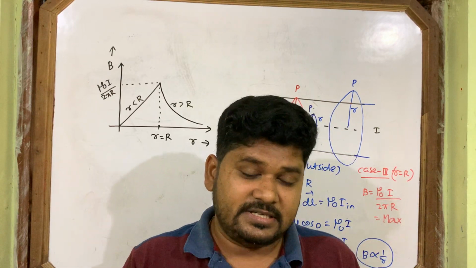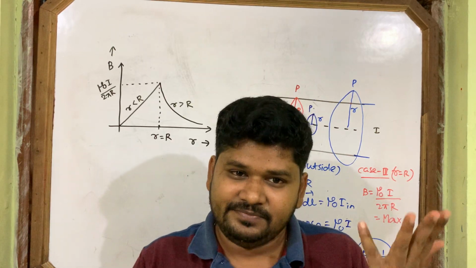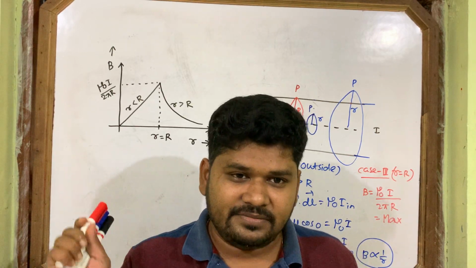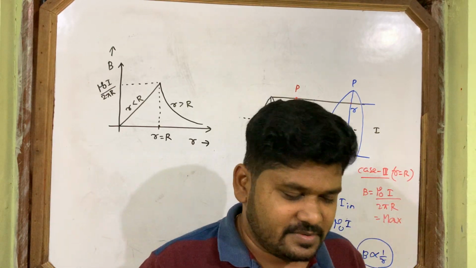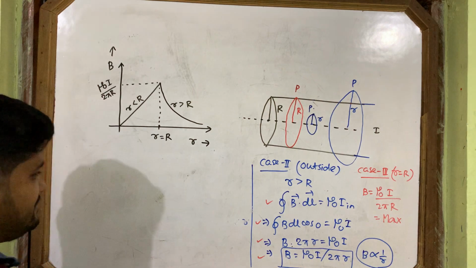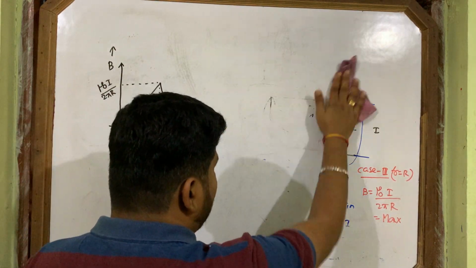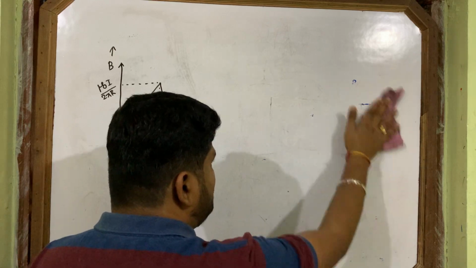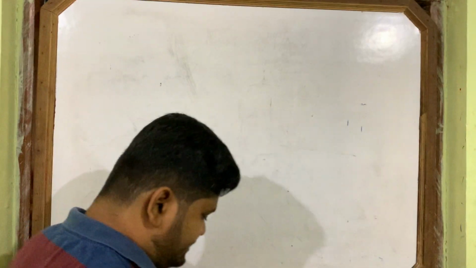How? State Ampere circuital law, 1 mark. 3 cases, 3 marks. Graph, 1 mark. What is the total? A 5 mark derivation. It always comes in the exam. So this is application number 1 of Ampere circuital law.